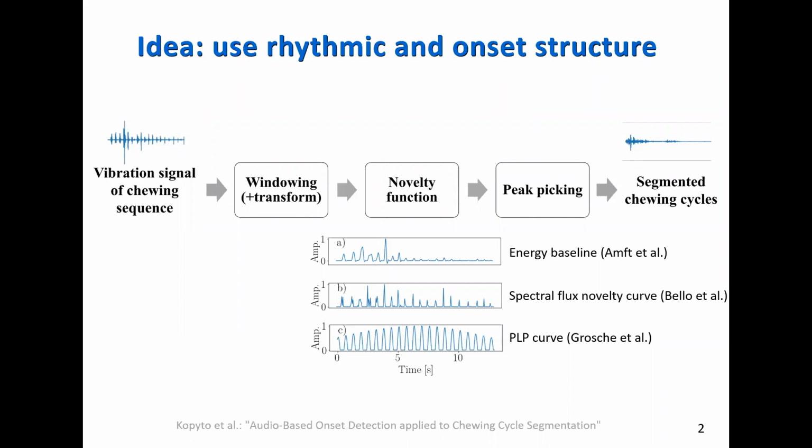We used rhythmic and onset structures within the chewing sequence to obtain chewing cycle segments. Starting from the vibration signal of the chewing sequence, we window and transform the signal, compute a novelty function, which is either an energy difference function, a spectral flux novelty obtained from the spectrogram, or a predominant local pulse curve, which measures tempo variations in musical pieces and corresponding beat positions. It turns out that this principle can be transferred to chewing cycle segmentation. After computing peaks of each curve, we obtain chewing cycle segments.